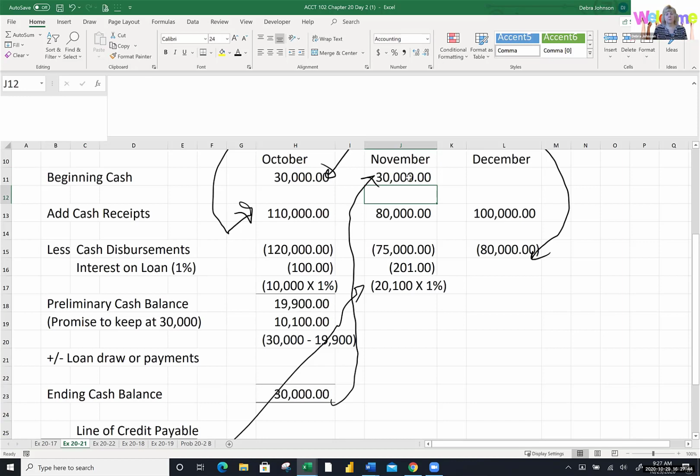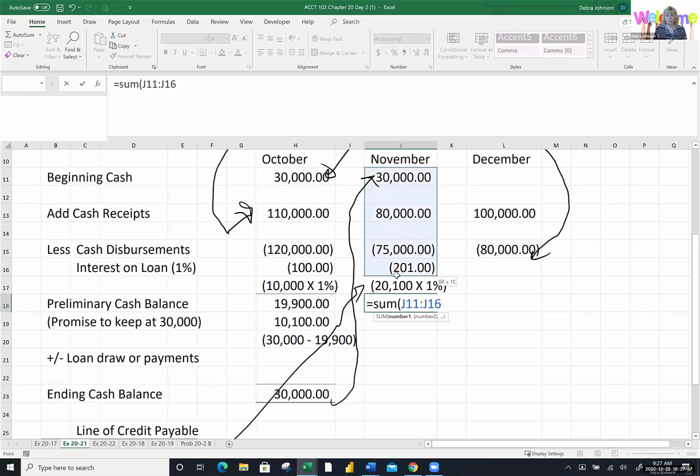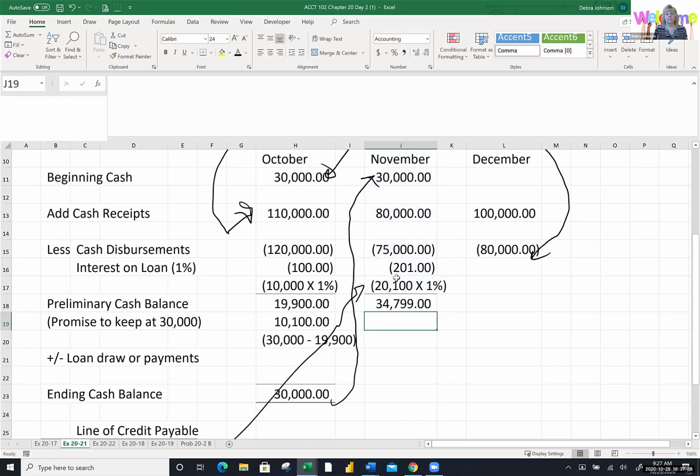And now we're in the month of November. We already put our loan payment in. So now it's a matter of just calculating either by Excel or by your calculator, running those new numbers. I got 34,799, but I'm going to wait. I made a promise to the bank that I would keep 30,000 in there at all times. I've met my promise. In fact, I have extra.